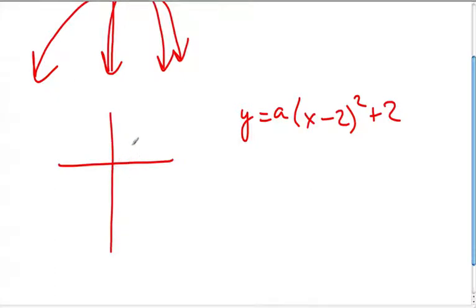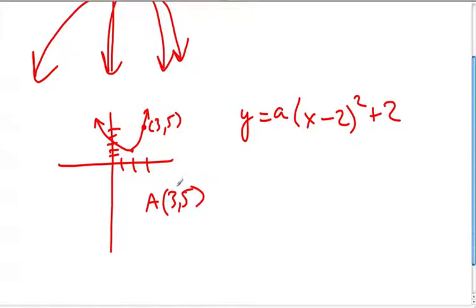So 2, 2, just draw a random quadratic. If that's the case, then this is 2, then this is 1, and 3 is going to be that point right there. So it's going to be 1, 2, 3, 4, 5. This point over here, we're going to call point A on our graph, is 3, 5. Similar to how when we did y equals mx plus b to figure out the b, we're going to figure out the a in this situation.